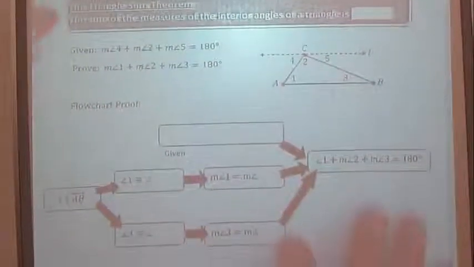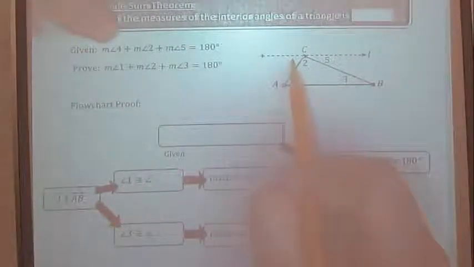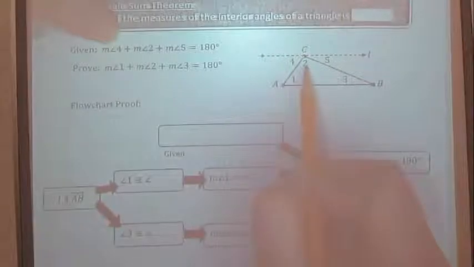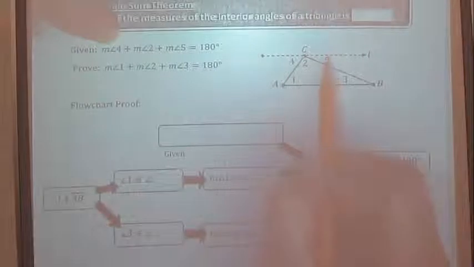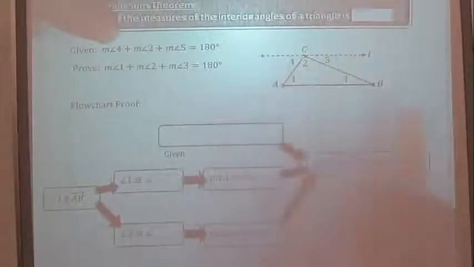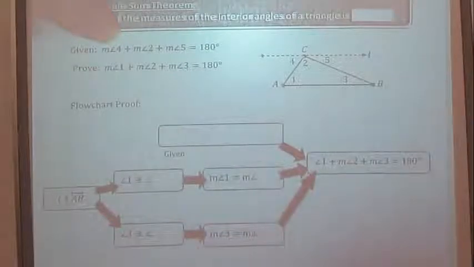Alright, so let's take a look at our triangle sum theorem. Okay? We are given the fact that the measure of angle 4 plus the measure of angle 2 plus the measure of angle 5 all add up to 180 degrees because they create a straight line when we put them all together.